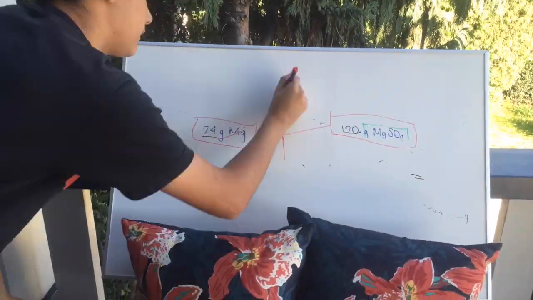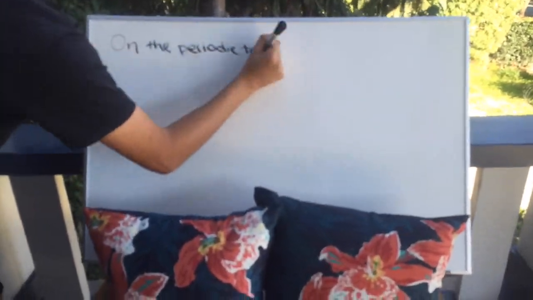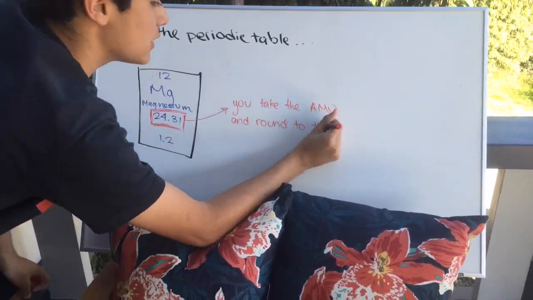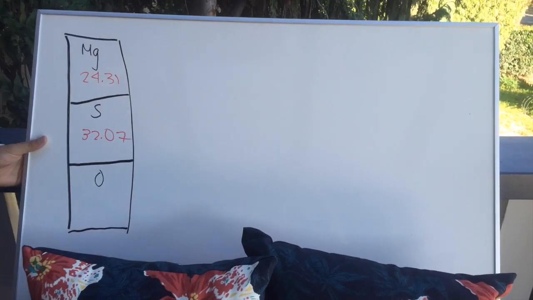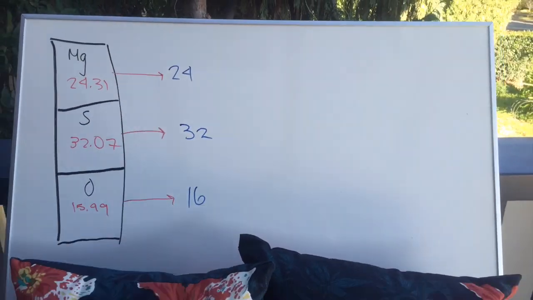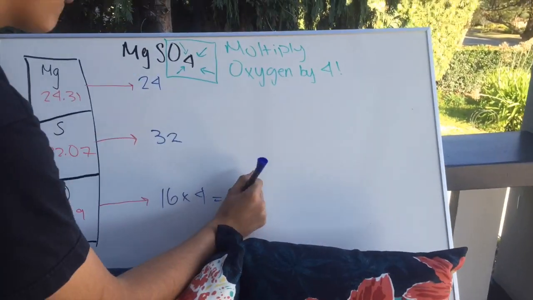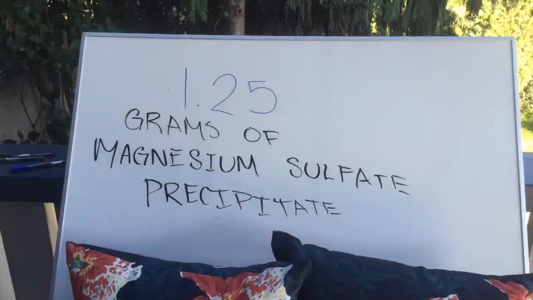Michelle, where did we get the numbers 24 and 120 from, though? Oh, so you're asking me now? Yeah. Okay, well first you go to your periodic table and find your element. Then you look at its AMU and round to the nearest whole number. What about MgSO4? Find the AMU of magnesium, sulfur, and oxygen, and then since oxygen has a sub 4, you multiply oxygen by 4, and then you add all of them up to get 120 grams of magnesium sulfate. And the final answer is 1.25 grams of magnesium sulfate precipitate.